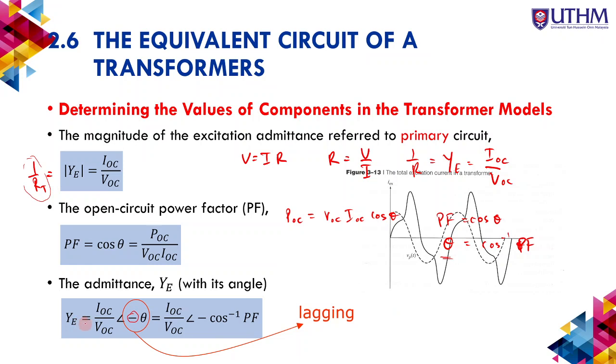Okay, so once you get this, you will get the YE, GC minus JBM. Okay, so you get these two components. So this is 1 over RC and BM is 1 over XM. Okay, and then from there you can measure the RC and XM. So this is the imaginary. So later on you need to assign your calculator in complex mode.